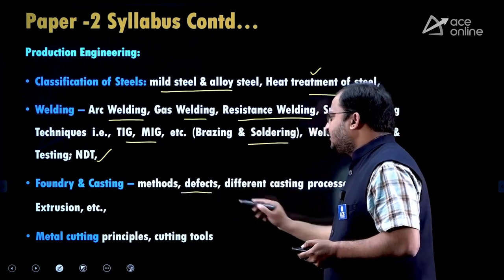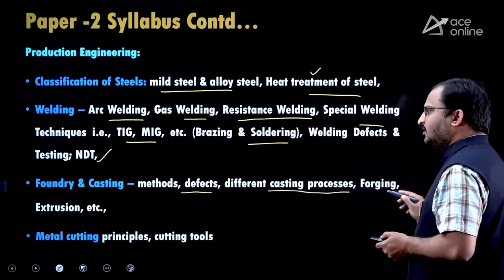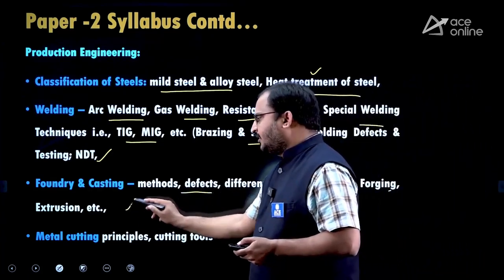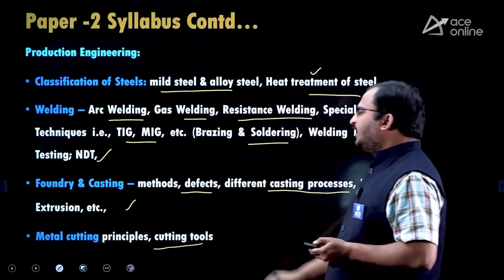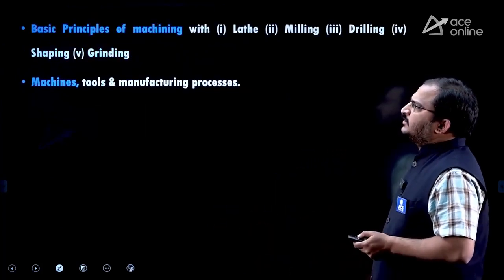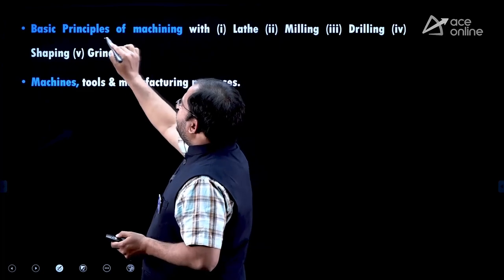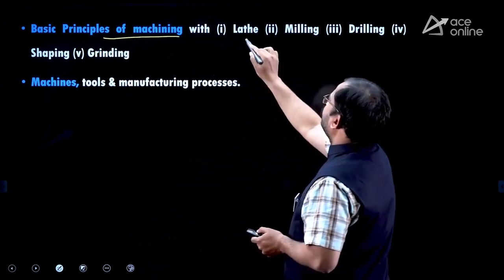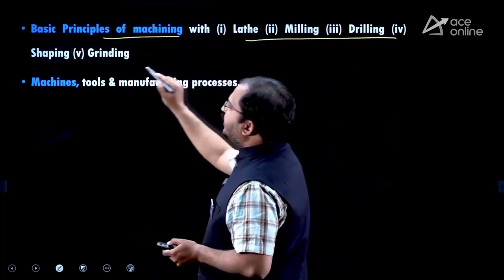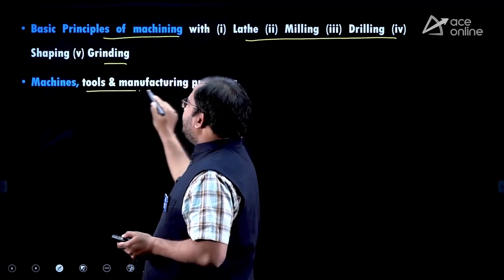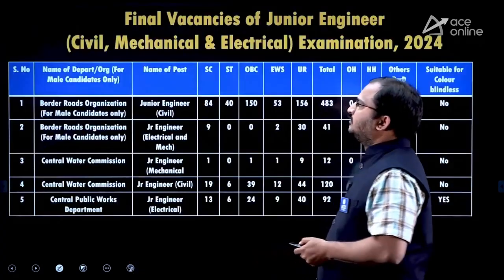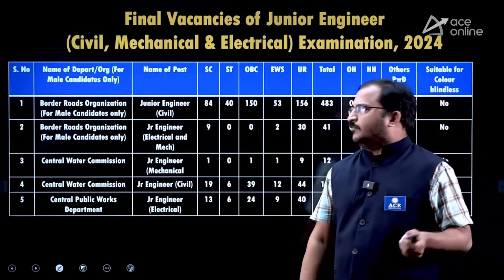Foundry and casting: methods, defects, different casting processes, forging, extrusion, etc., and metal cutting principles and cutting tools. So this is the syllabus of basic production engineering. Then basic principles of machining is also there: lathe, milling, drilling, shaping, grinding, then machines, tool and manufacturing processes. So this is about the syllabus.